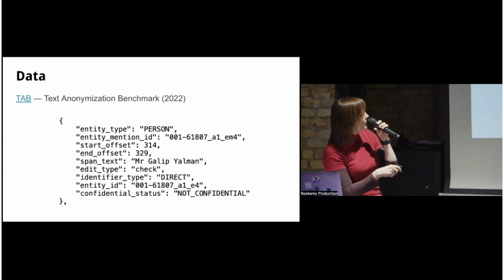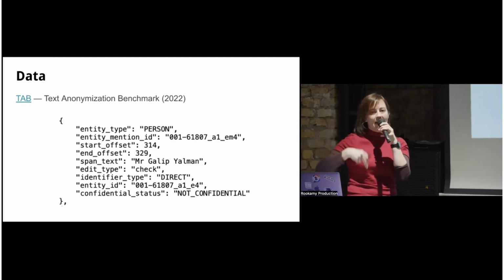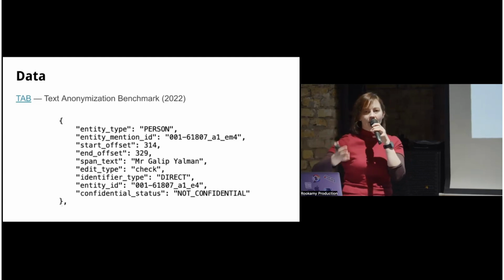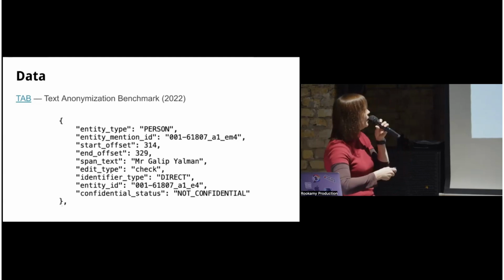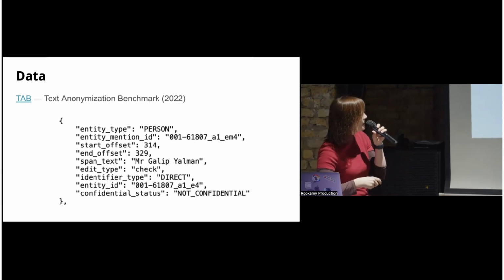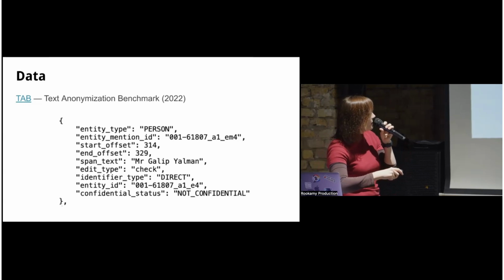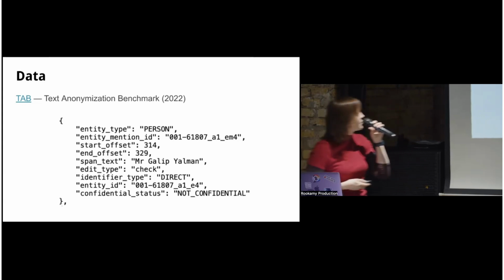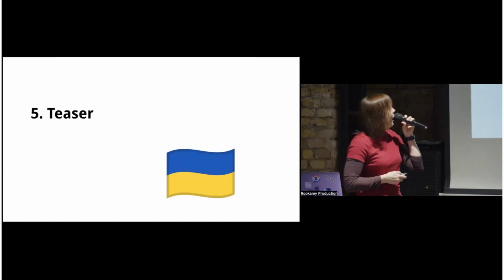There's an edit type because this corpus was pre-annotated by a spaCy named entity recognition model, an open one. And then the annotators checked, corrected, removed, or inserted specific entities. It usually simplifies the annotation when you have pre-annotated data. And the identifier type is direct because it's a full name. And then the confidential status is not confidential because it doesn't relate to any of the attributes.